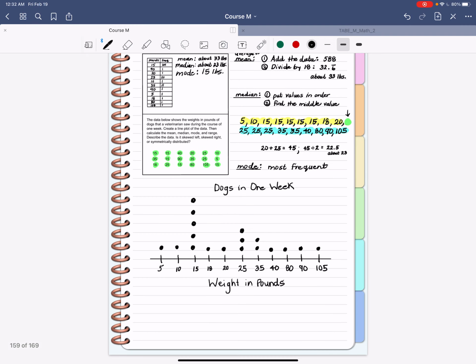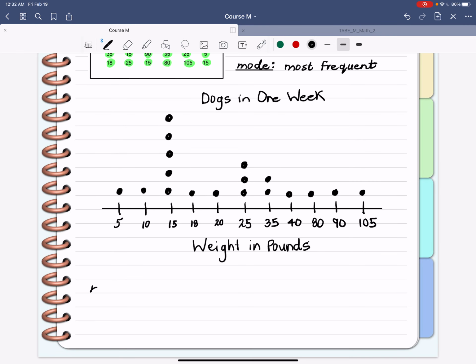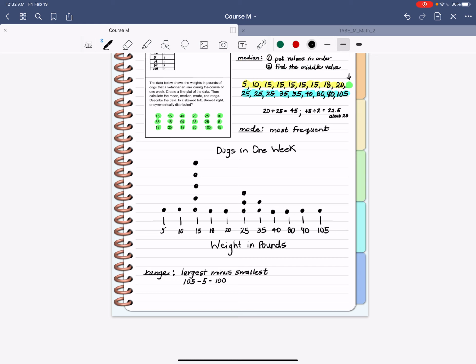Then to find the range, I'm going to put that right down here. Range was always my favorite because I could do this one always and do it pretty quickly. Range is the largest minus the smallest. This data has a very wide range. We have 105 minus 5 leaves us with a range of 100.